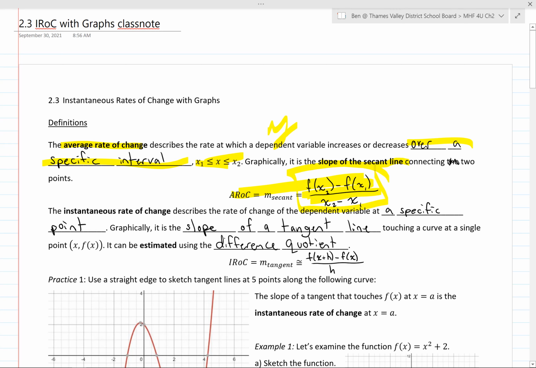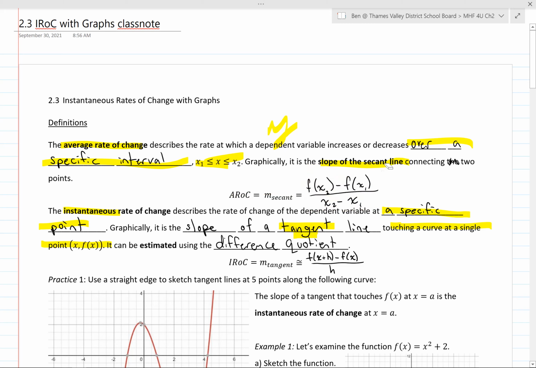Now the instantaneous rate of change describes the rate of change of a dependent variable at a specific point. So we no longer need to specify over a specific interval, and that can help us to glean a little bit more detailed information. Graphically, it's the slope of a tangent line this time, not a secant. So a secant connects 2 points on a curve. A tangent line approaches and touches a curve, but does not cross a curve. Okay, so graphically, it's the slope of a tangent line touching a curve at a single point on our function.